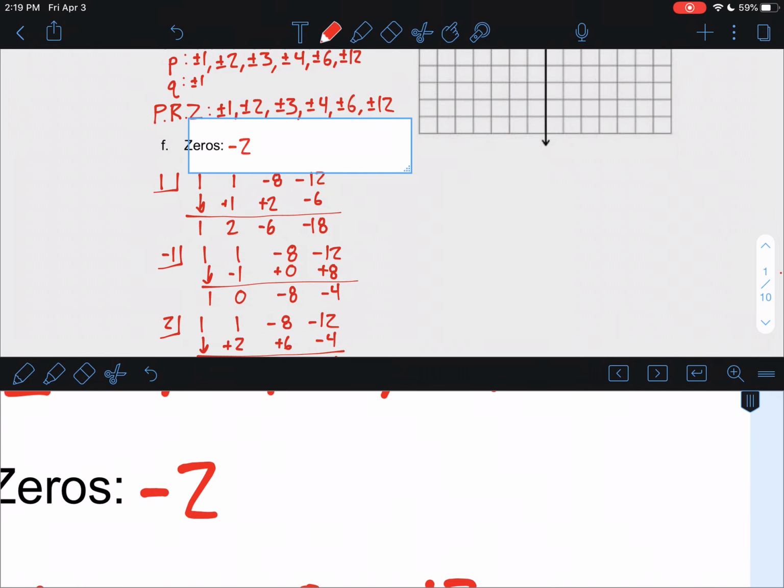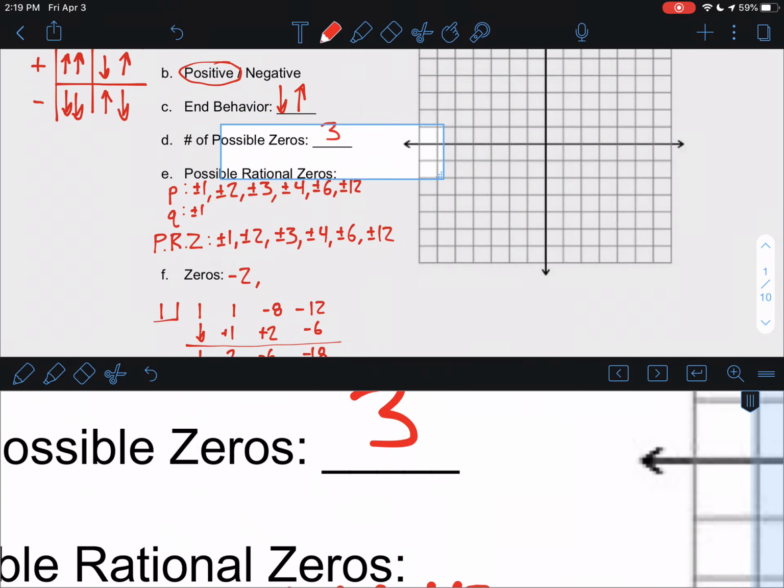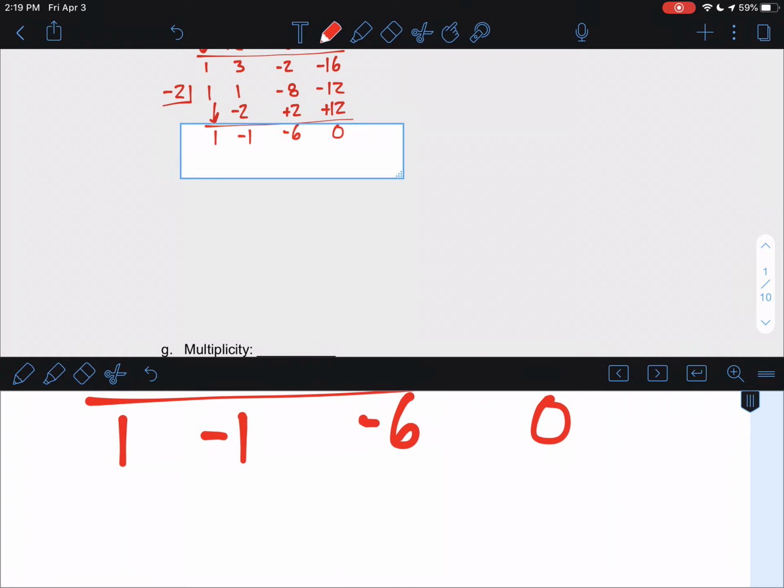So my first 0, I'll just list negative 2 right there. And I know that I'm looking for 2 more because there are 3. So since I'm looking for 2 more zeros, I'm taking these coefficients here and writing myself a new polynomial.